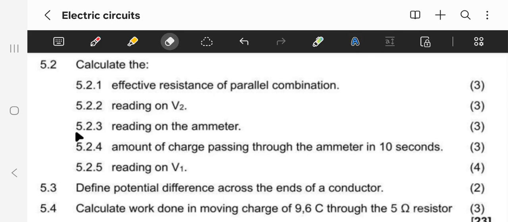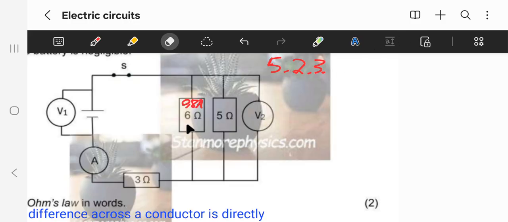Now we'll have a look at 5.2.3, and it says we have to find the reading on the ammeter. So guys, for us to find the reading on the ammeter, we have to understand how this reading on the ammeter works, and that's the current, right? The ammeter in question is this one here, which I've highlighted in yellow. That's our ammeter.